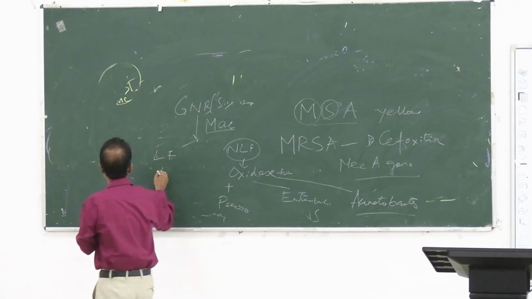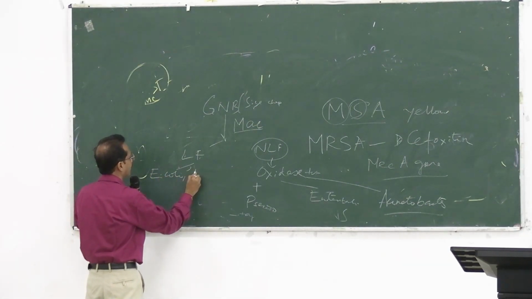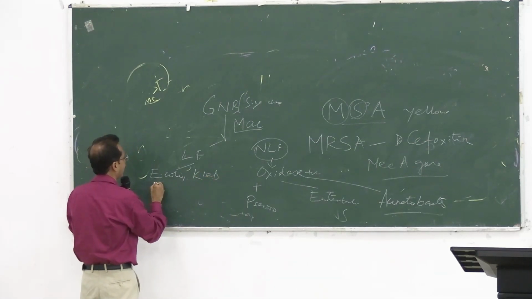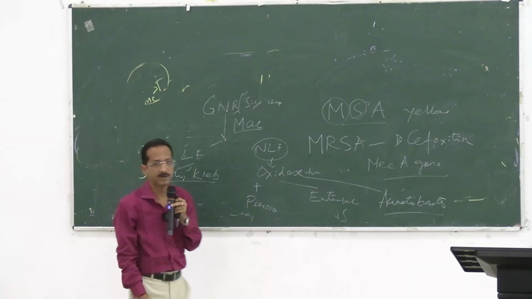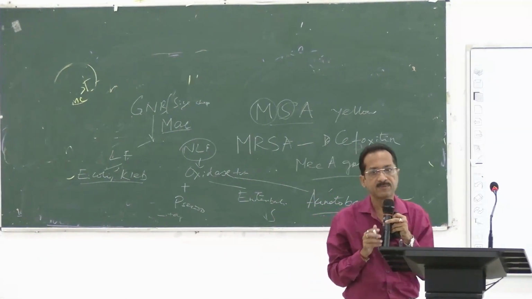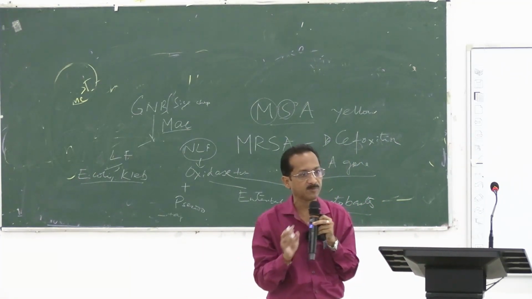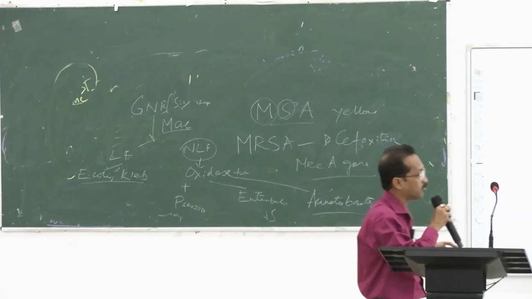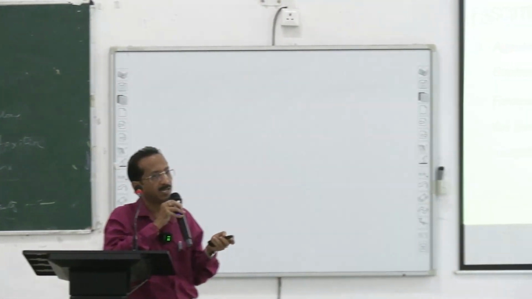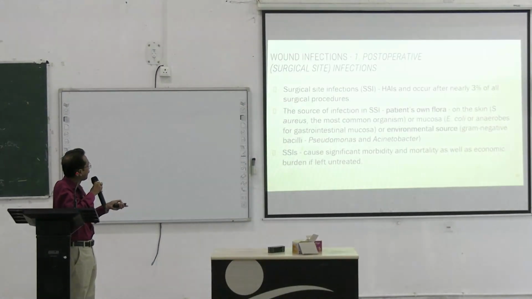আর এলএফ যদি থাকে তাহলে কমনলি ইকোলাই, ক্লেবশিয়েলা, these are the two common lactose fermenting organisms. So at least mention in the flow chart that you have thought about gram positive cocci and gram negative bacilli both. Like in diabetic foot, it must be polymicrobial. In a road traffic accident, that is also polymicrobial.